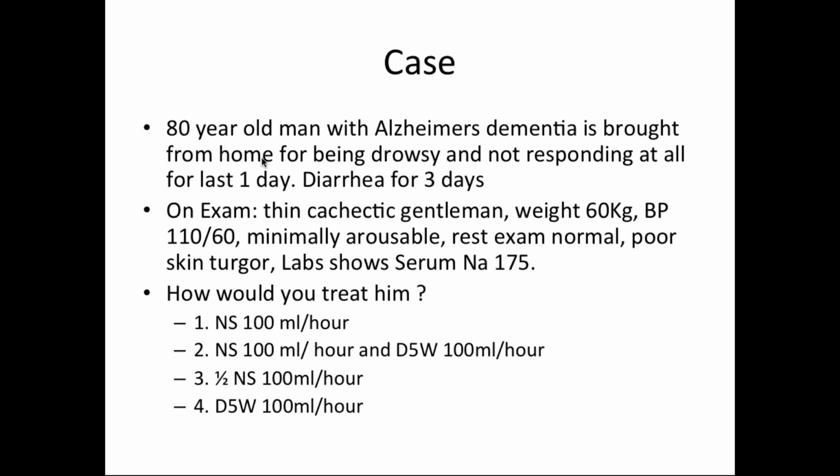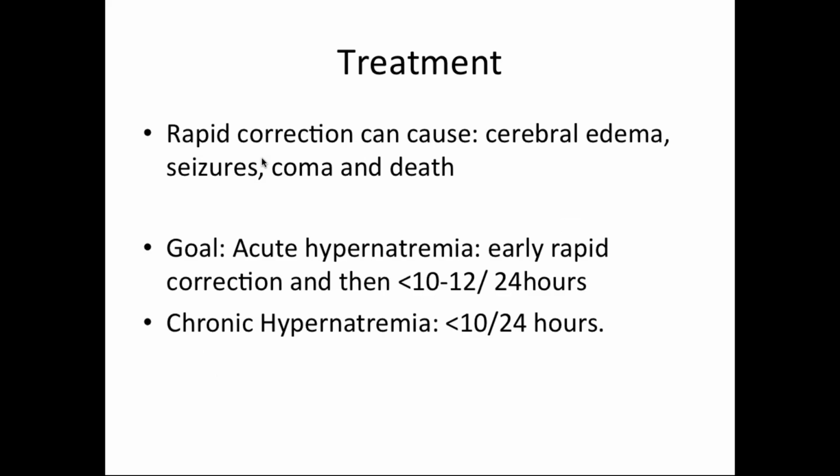So now let's talk about treatment. So we come back to that 80-year-old male who had Alzheimer's, and his labs show that the serum sodium is 175, his blood pressure is 110/60, and he has some decreased skin turgor as well. So how would you treat him? Give him normal saline 100 ml per hour, normal saline plus the D5 water at 100 ml per hour, half normal saline at 100 ml per hour, or just D5 water at 100 ml per hour.